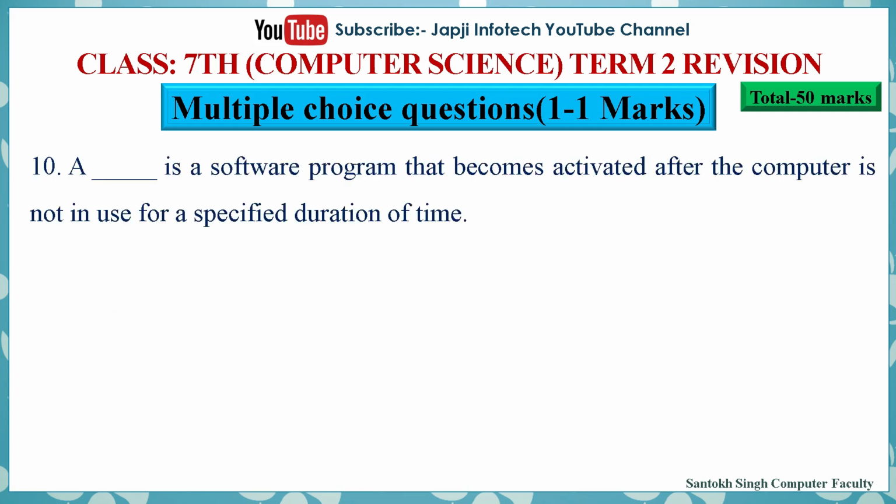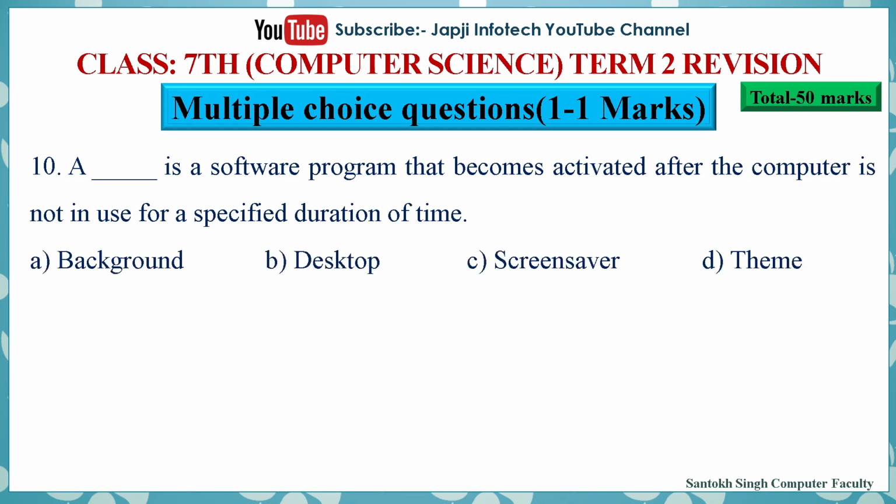And the 10th one is, a dash is a software program that becomes activated after the computer is not in use for a specified duration of time. And their options are background, desktop, screensaver, and the last one is theme. And the right answer is, a screensaver is a software program that becomes activated after the computer is not in use for a specified duration of time.